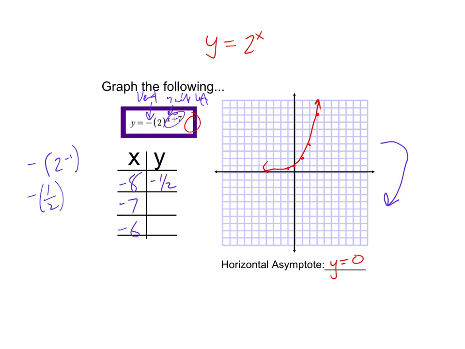If I put a negative 7 in there, well, that would be negative 7 plus 7, which is 0. 2 to the 0 is 1. But then a negative out front means that's a negative 1. And then finally, I put a 6 there. So that'd be a negative 2.